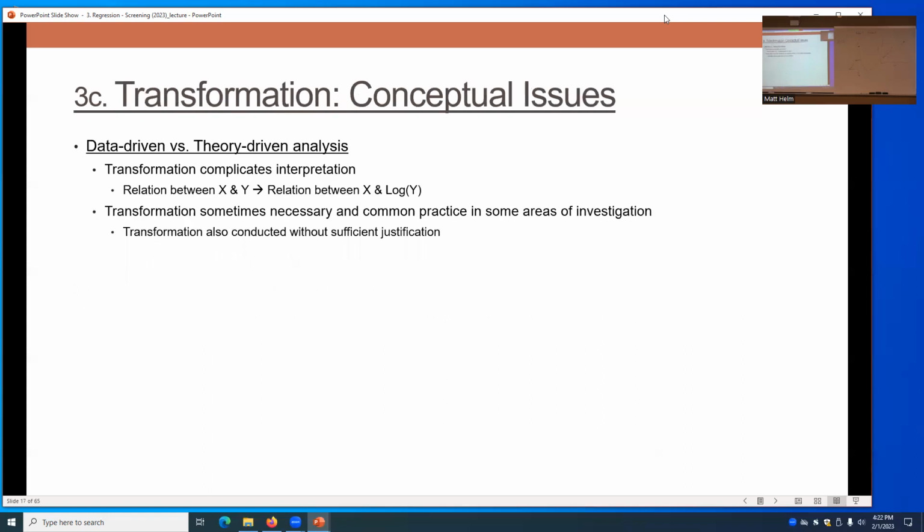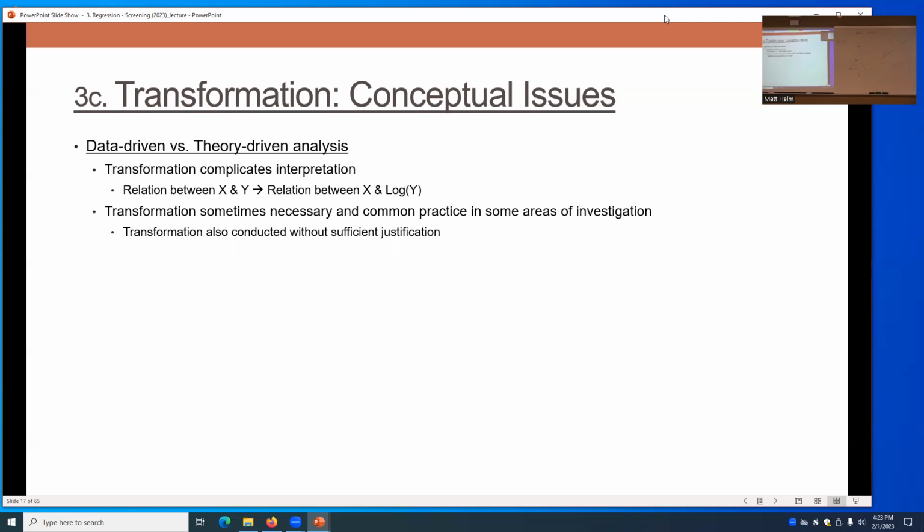All right, so thinking about transformations. People get really overly excited about transformations, and want to pull the trigger on them probably more often than they should. Think about the difference between data-driven versus theory-driven analyses. The drawback to transformation is it complicates our interpretations. If I am talking about the relation between X and Y, and the relation between X and the log of Y, those aren't the same thing. Those are different variables that I'm looking at.